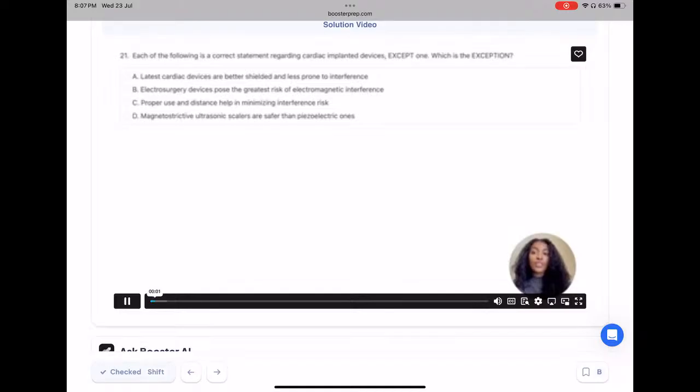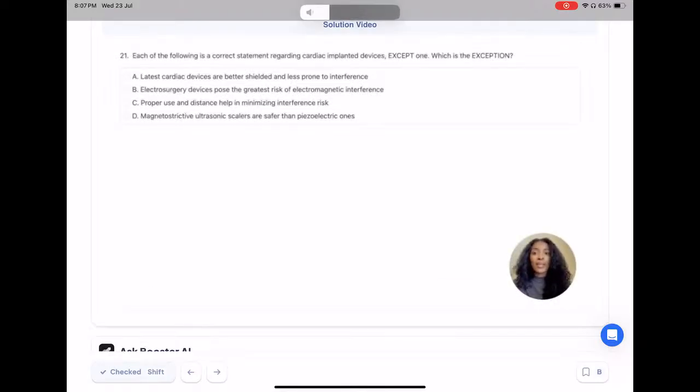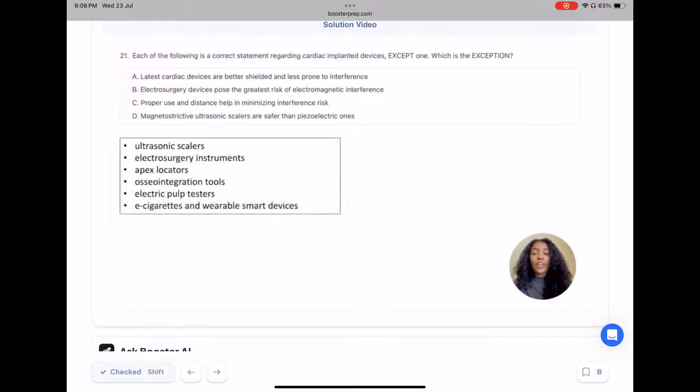Question 21 reads, each of the following is the correct statement regarding cardiac implanted devices except one. Which is the exception? Implanted cardiovascular devices are very common nowadays. They use electrical impulses to help make sure that the patient's cardiac rhythm stays normal. In dentistry, we use several electronics that may cause electromagnetic interferences, so it's important to know which ones they are. These include ultrasonic scalers, electrosurgery instruments, apex locators, osseointegration tools, and electrical pulp testers. E-cigarettes and wearable smart devices also disturb implanted cardiovascular devices.